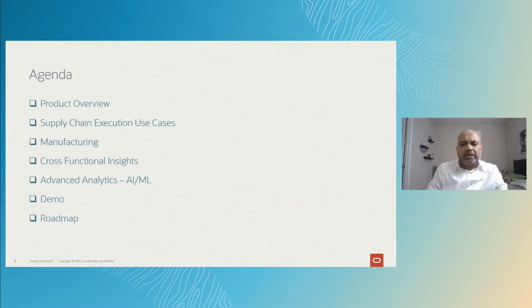Here is a quick look at the agenda. Today we'll cover the product overview. We'll go into some supply chain specific execution use cases. We'll cover the introduction to manufacturing, some cross-functional insights use cases. We'll also look into some of the advanced analytics capabilities in the machine learning area. I'll also give a demo of the application in action, and then we'll end the session with a roadmap.